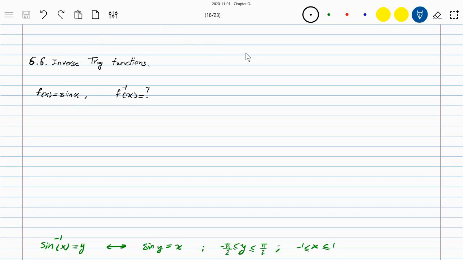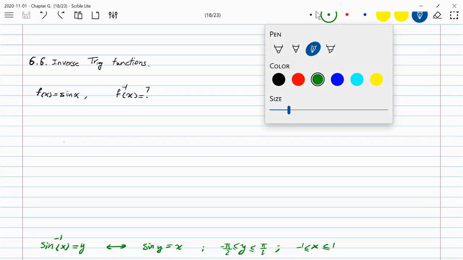Welcome back. Let's continue on chapter 6. Today we're going to focus on section 6, inverse trigonometric functions. Let's start with a short review of some of these trigonometric functions.